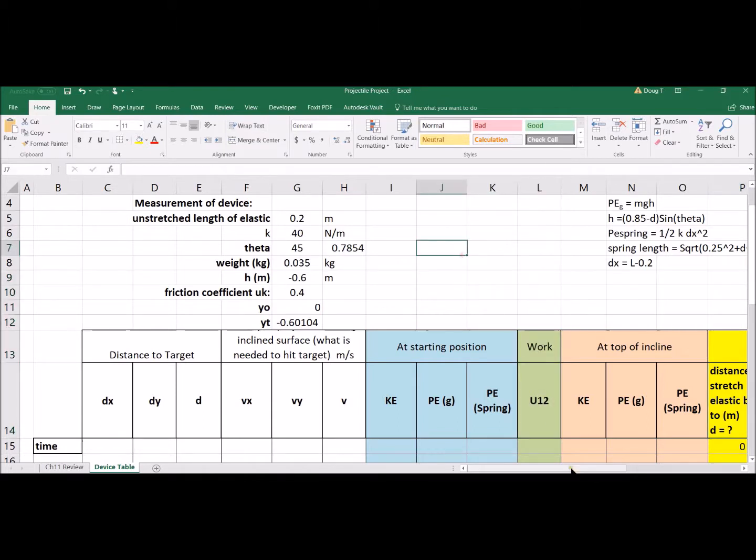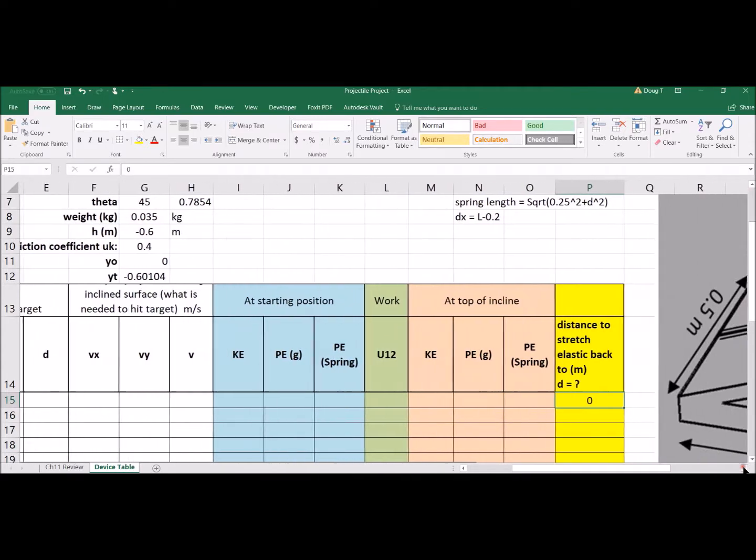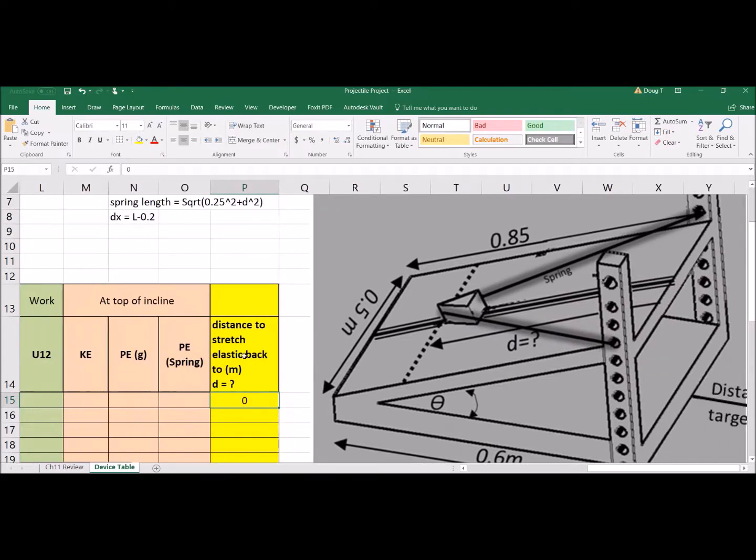Okay, so the column that we're going to start out with, and there's a couple different calculations, rather than going from the target to the distance, we're actually going to just start with the distance, and trust me on this, the math is just easier to go this way. For this device, we're stretching the elastic back, and I'm going to put D equals question mark here. So I'm going to fill in a column that goes from 0 to 0.85 meters.